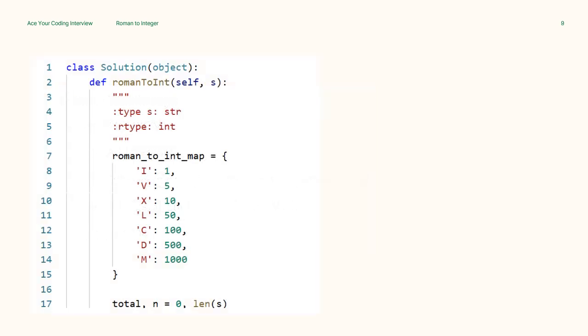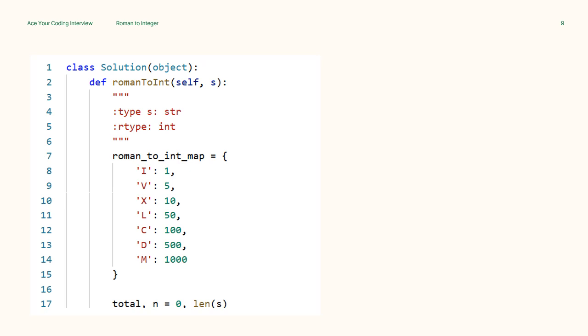Roman numerals use specific symbols, such as I, V, and X, to represent values. In some cases, smaller symbols placed before larger ones indicate subtraction, like IV, which equals 4. The goal of the algorithm is to convert Roman numerals into integers using an efficient single-pass approach.